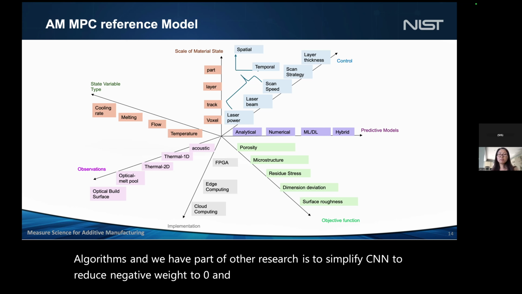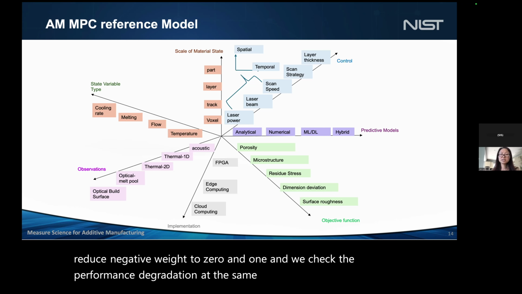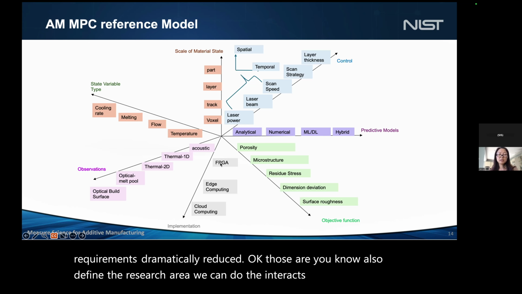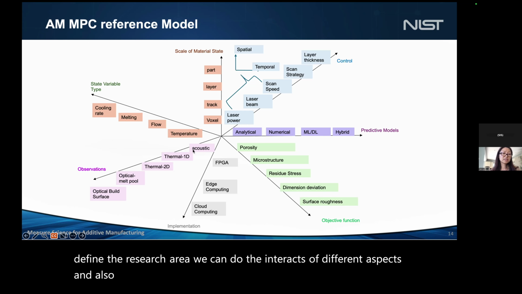And we check the performance degradation while the computation requirements are dramatically reduced. Those also define the research area. We can look at the interactions of different aspects, and also what kind of observations matter, right?